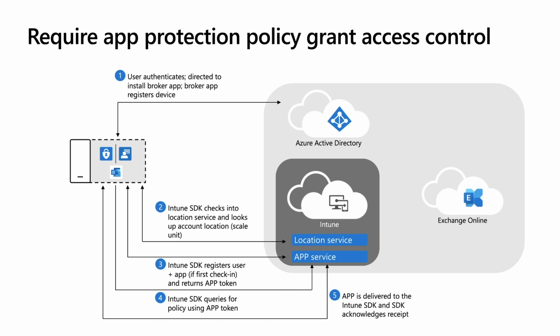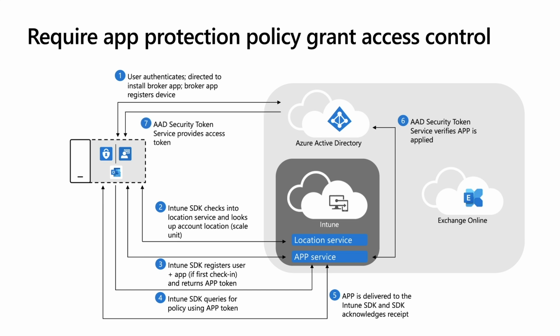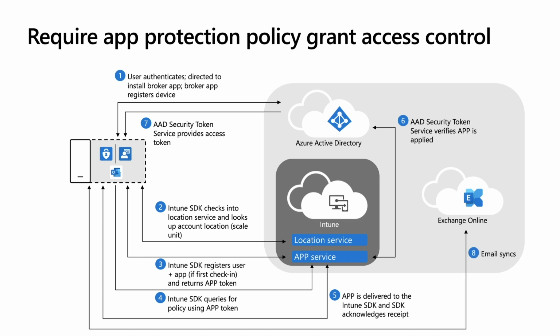Now, behind the scenes, Azure Active Directory is checking in with the Intune App Protection Policy service to see if policy acknowledgement has occurred. It isn't until after step 5 that there is a positive return back to Azure Active Directory. And it's at that point that the Azure Active Directory Security Token Service can issue an access token back to Outlook, of which Outlook can then leverage that access token to access Exchange Online and synchronize mail.